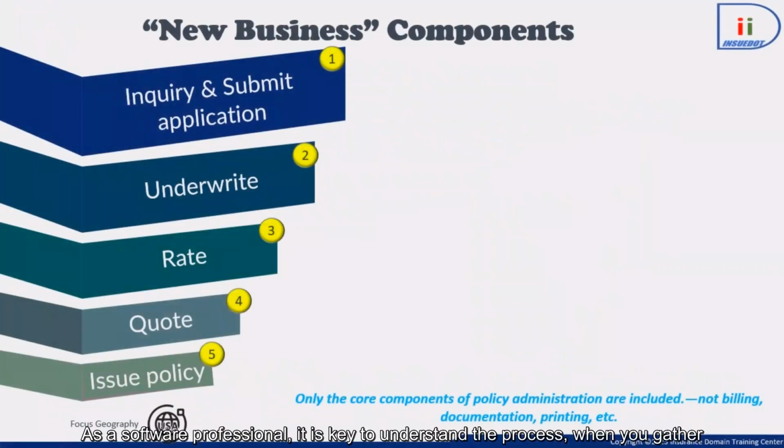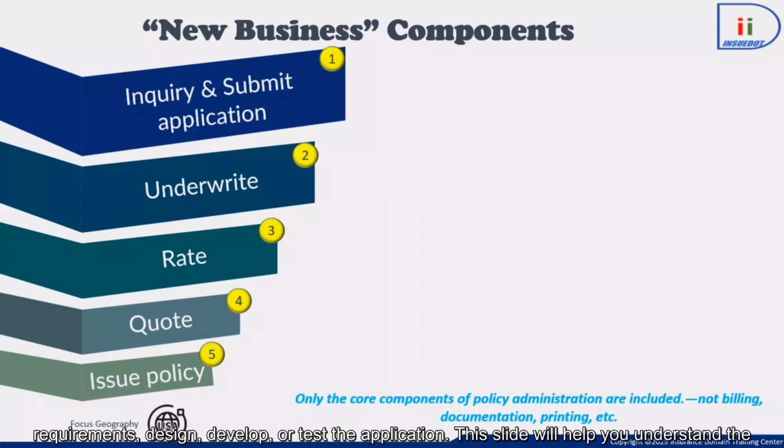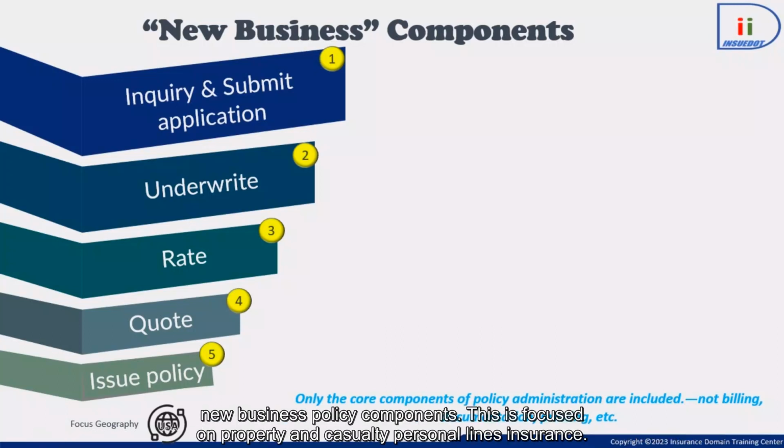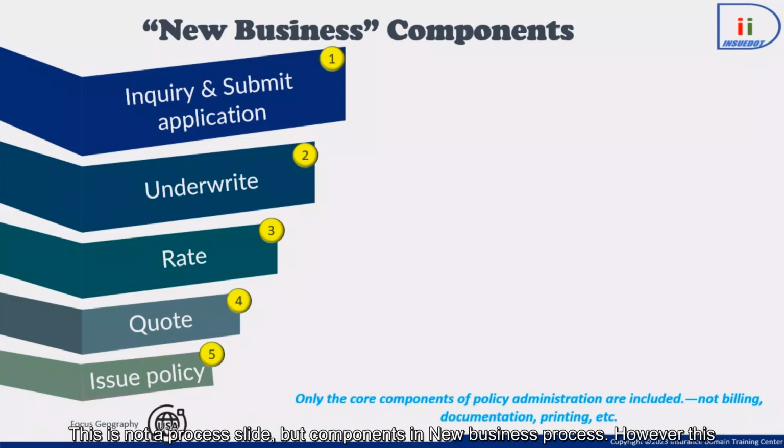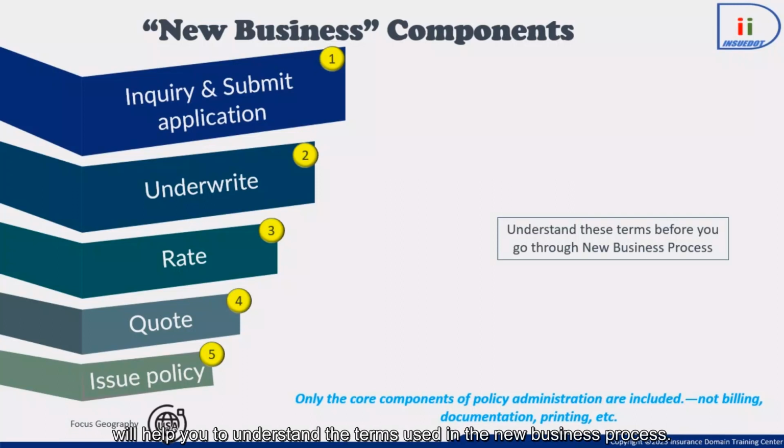As a software professional, it is key to understand the process when you gather requirements, design, develop, or test the application. This slide will help you understand the new business policy components. This is focused on property and casualty personal lines insurance. This is not a process slide, but components in new business process. However, this will help you to understand the terms used in the new business process.